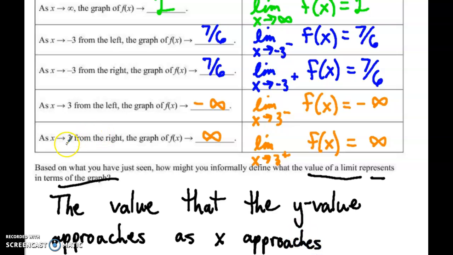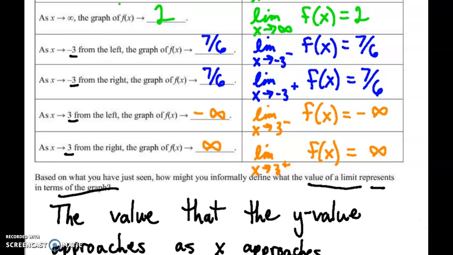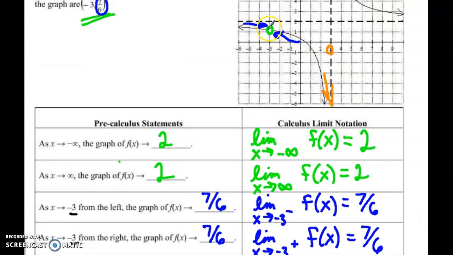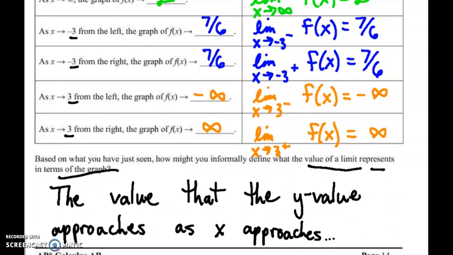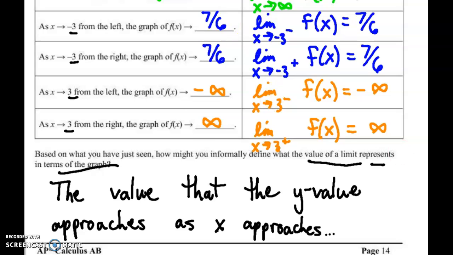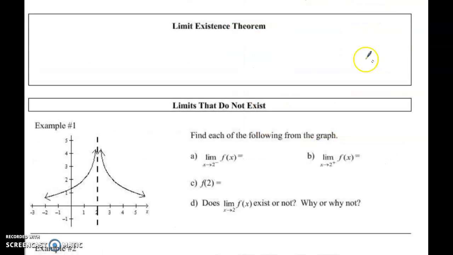Whatever value is written, say right here, here, here, here. The reason we use the phrase "approaches" is because x never equals -3, but we can discuss the limit that it's getting closer and closer to. So we use the phrase approaches. Yeah, so the one thing that we need to talk about is the limit.